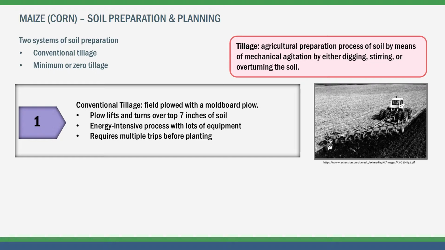Tillage systems are very energy-intensive procedures, requiring large tractors and additional heavy farming equipment. It also requires multiple trips over the same fields to ensure that the soil is properly prepped for planting.